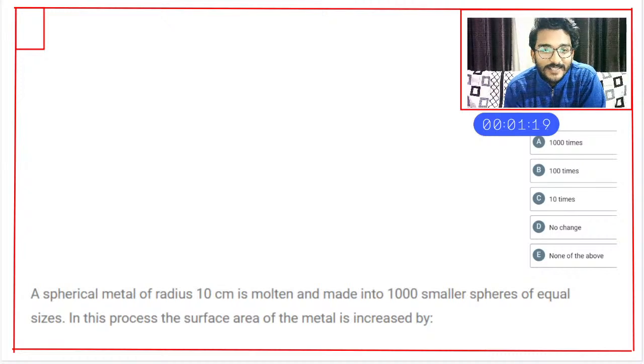Saksham, well tried, but read the question again. In this process, the surface area of the metal is increased by how much? Increased by. It is not saying that it becomes. It becomes is a different question. It is increased by is a different question. So think. Okay, okay. The area has to be found. So area is like radius squared. So what is your correct answer according to you?